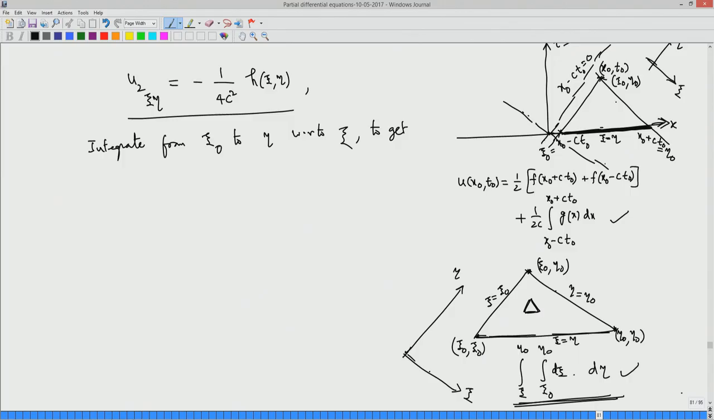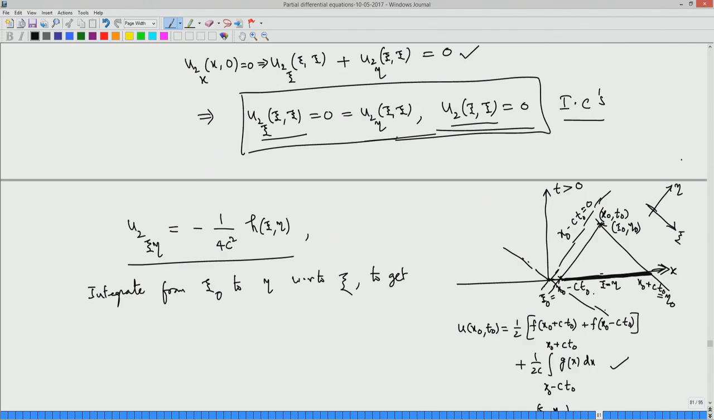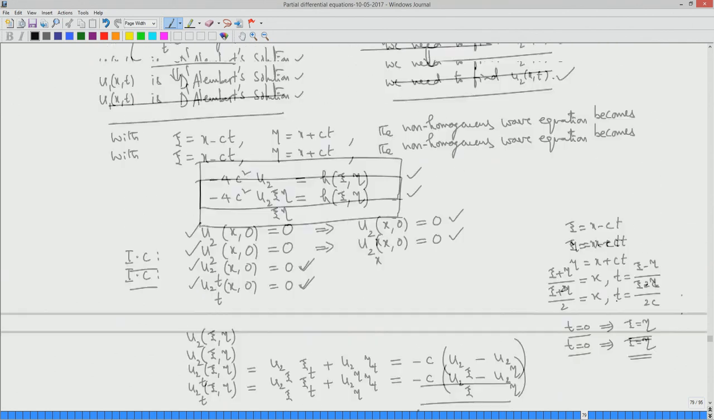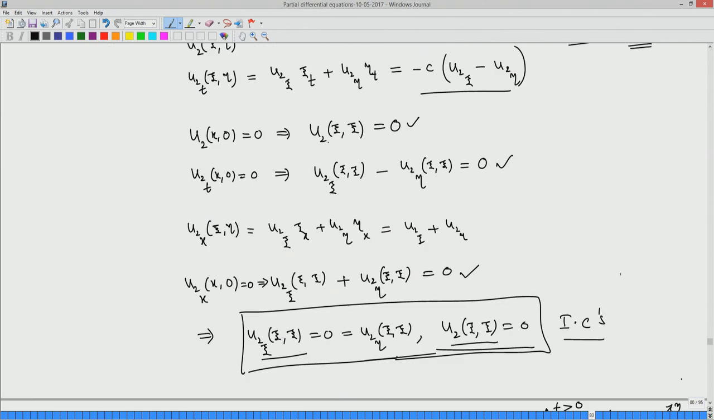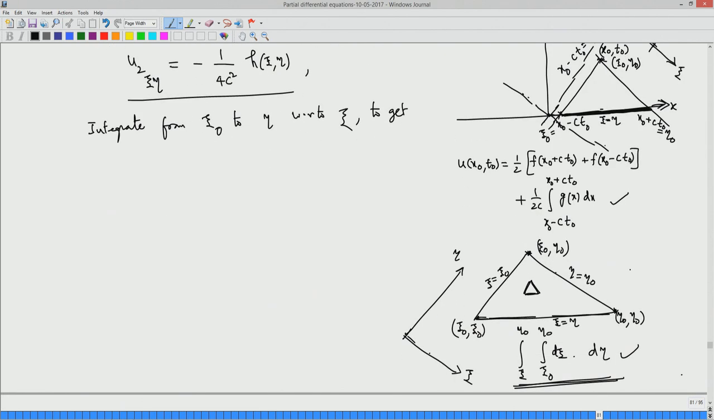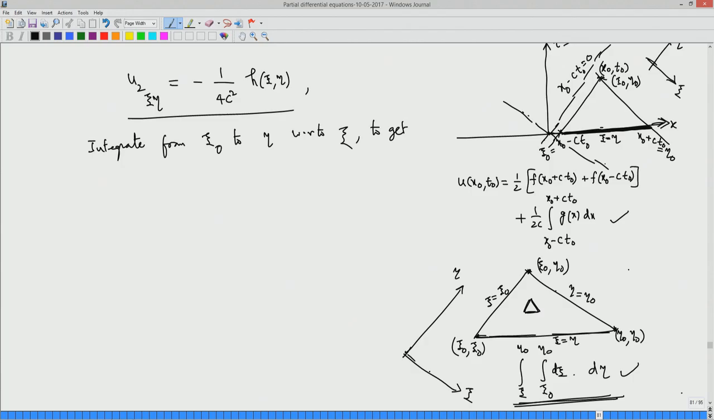x naught t naught in the new variables xi naught eta naught, and this line x minus c t naught equal to xi naught, that is xi equal to xi naught, and this is xi equal to eta line, and this line, that is x plus c t naught equal to eta naught, that is eta equal to eta naught, because your xi and eta are the variables, xi is x minus c t, eta is x plus c t. So, once you have this, you just have to integrate this equation.